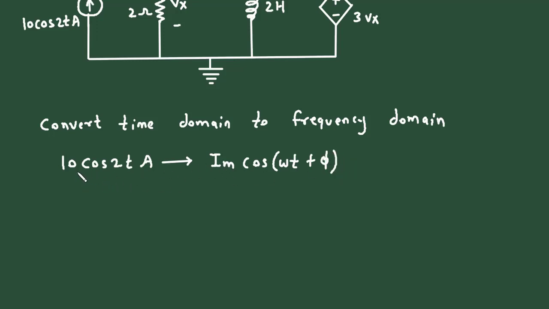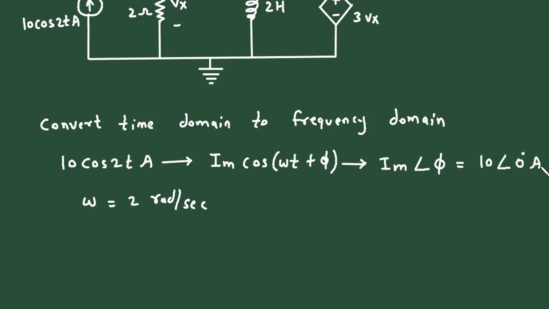So the value of Im is 10, omega is equal to 2 radian per second, then phi value is 0. So if we convert this into its equivalent phasor domain format, it will be Im at an angle phi. So Im, here this will be an arrow because we are converting from time domain to frequency domain. Now Im value is 10 at an angle, phi value is 0 degree ampere. And we also got the value of omega.